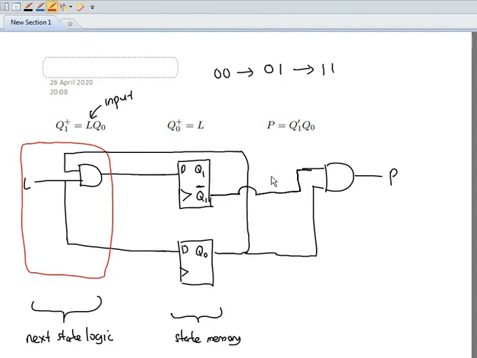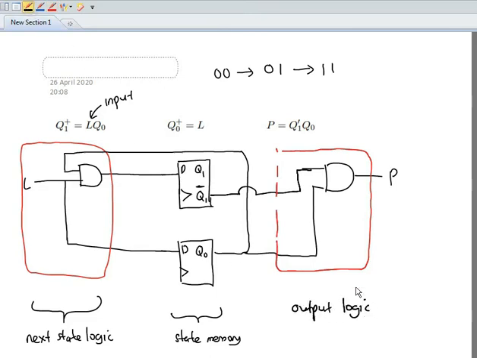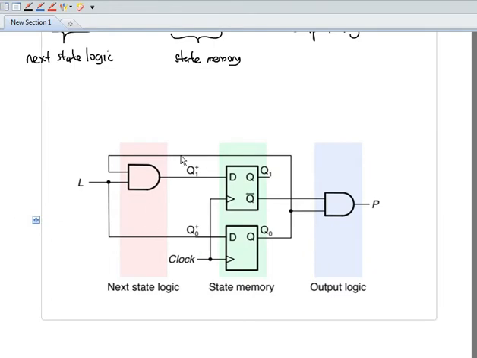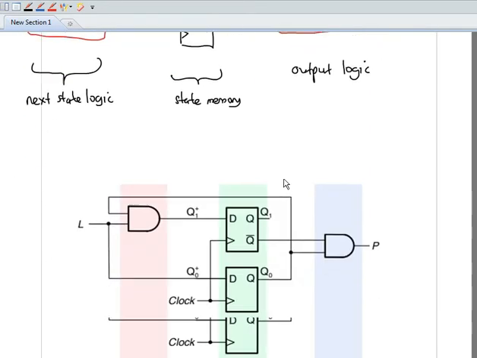And this right here is your output logic. Notice that you always have 3 parts here: next state logic, state memory, and output logic. This is the same as what you have on the slide.